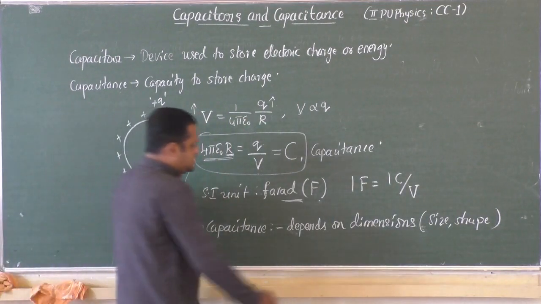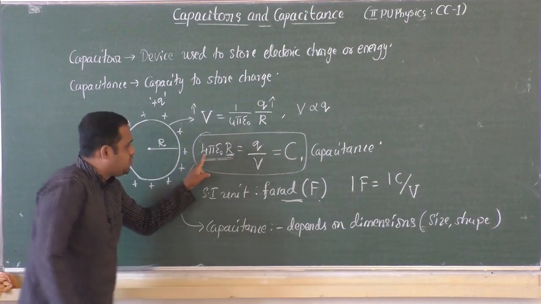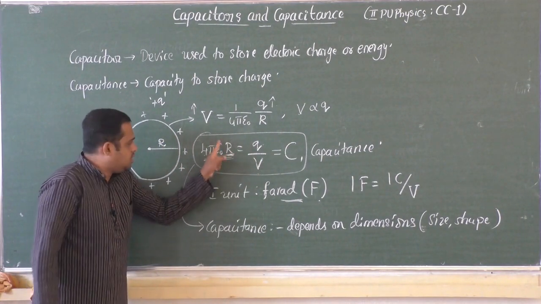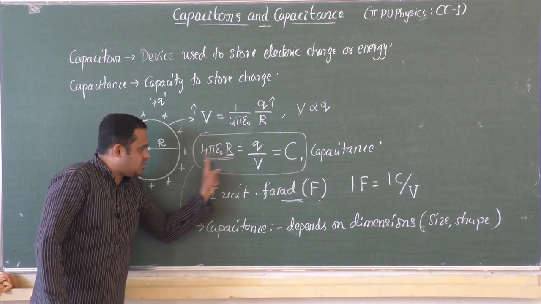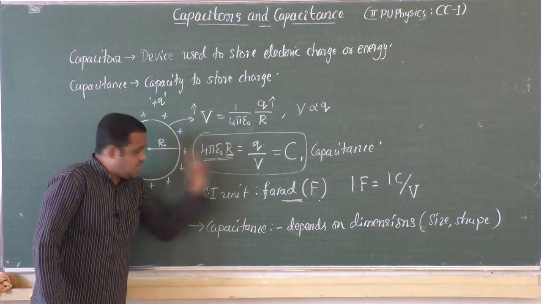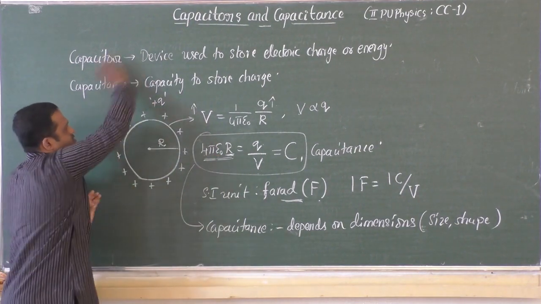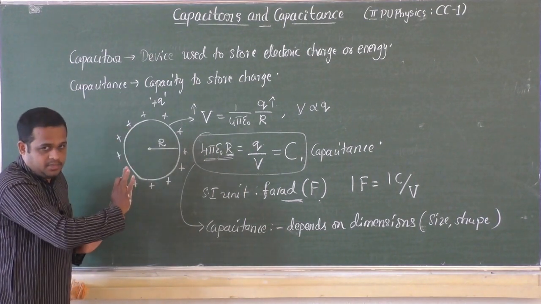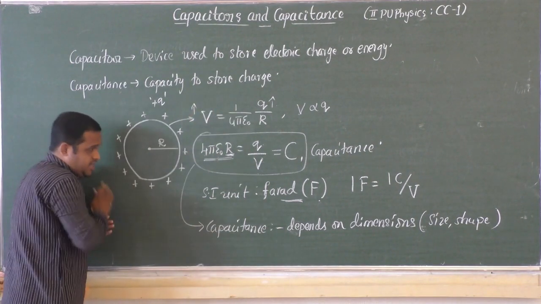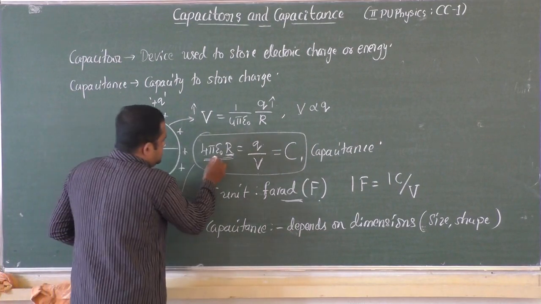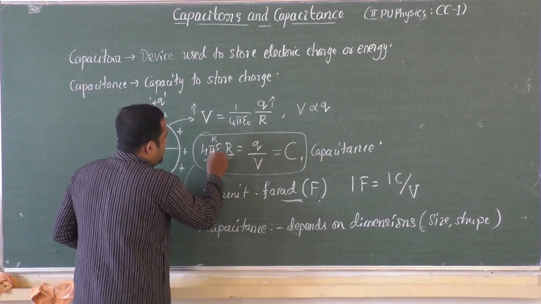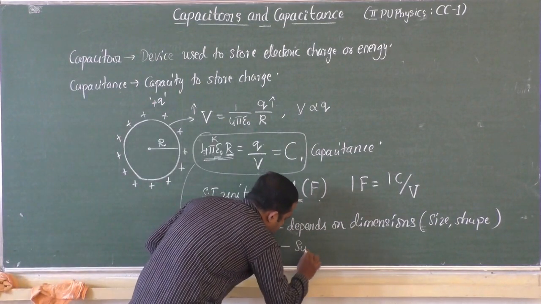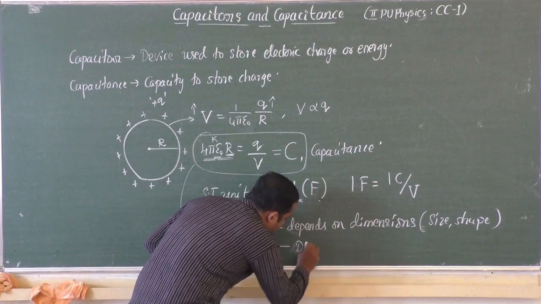At the same time, there is one more term in the capacitance, 4 pi epsilon naught into R. This constant term applies when the conductor is surrounded by free space or air. If any other dielectric medium exists in this region, then this expression becomes 4 pi k epsilon naught R. That means the capacitance depends on the surrounding medium or the dielectric.